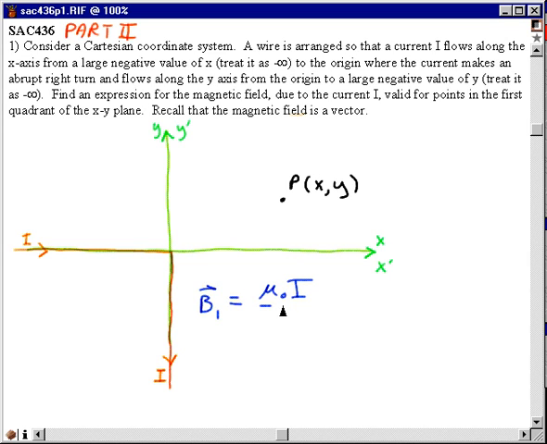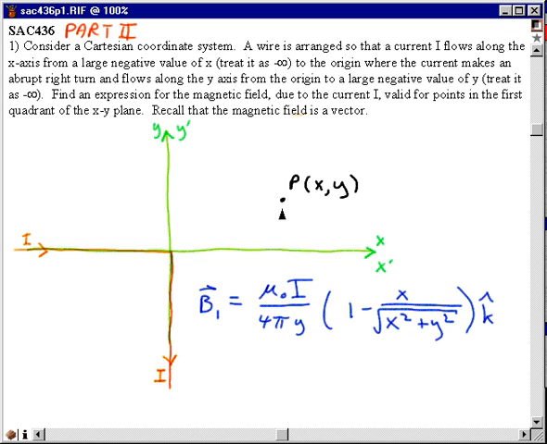I over 4 pi y times 1 minus x over x squared plus y squared all to the 1/2 times k hat, that is in the plus z direction.